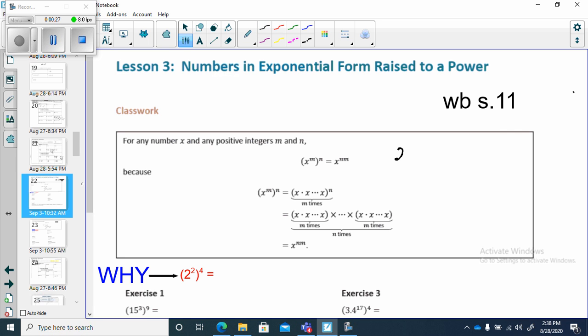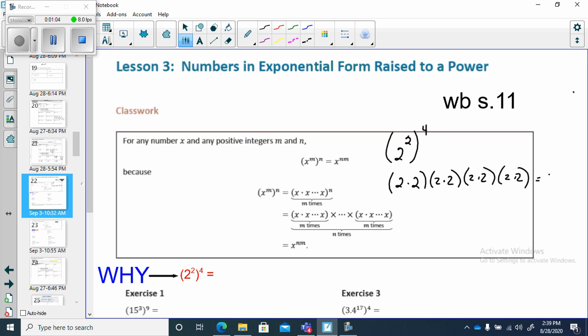See how we've got a base of 2 here. We're raising that base of 2 to the 2nd power, and then we're raising this whole thing to the 4th power, okay? 2 to the 2nd power. If I've got 2 to the 2nd power, isn't that 2 times 2? Well, what this is saying is I take my 2 times 2, and I do that 4 times. 2 times 2, 2 times 2, 2 times 2, 2 times 2. This is 2 squared 4 times.